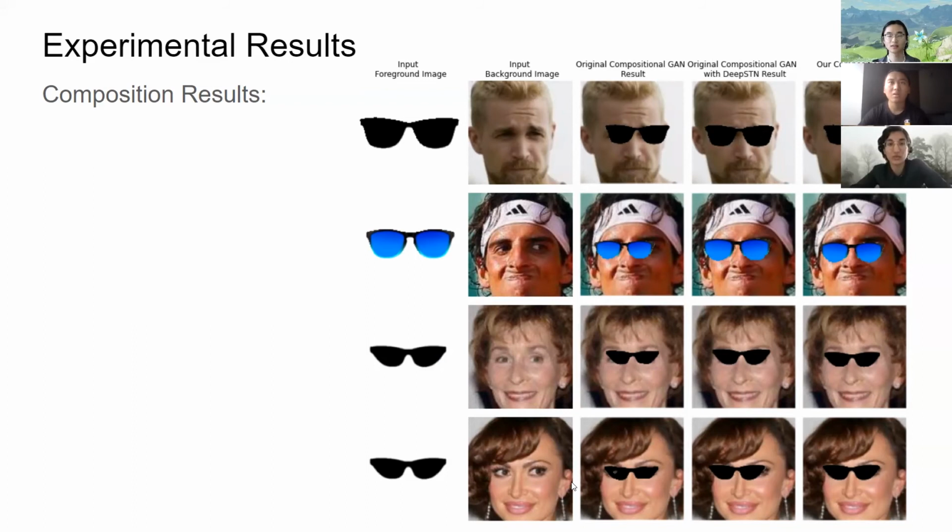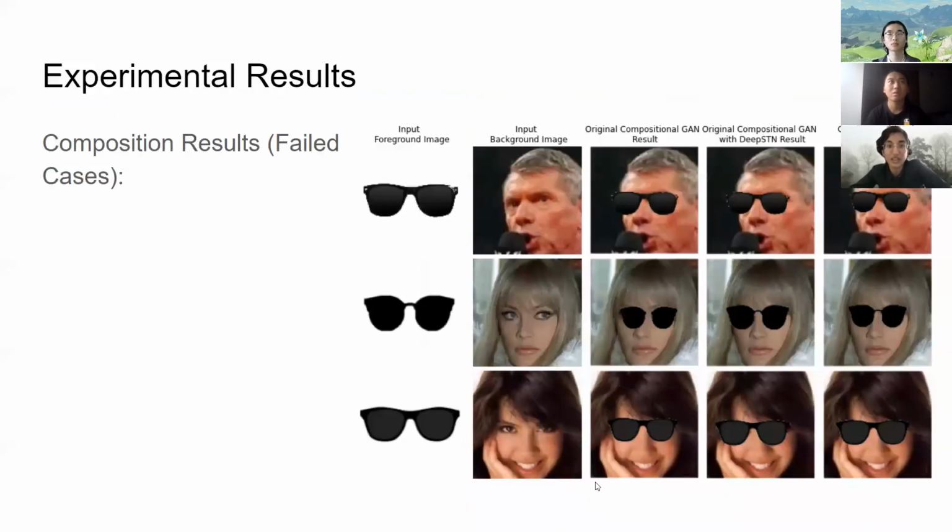These are some example results. The first column is the input sunglasses, the second one is the input face, the third one is the original compositional GAN result, the fourth one is using a deeper STN with the original compositional GAN, but no surface normal. And then the fifth one is our system, which includes surface normal and the deeper STN. These are some success cases. You can see that the sunglasses are placed more realistically. And these are some failure cases. You can see that our system placed them less realistically than the original.